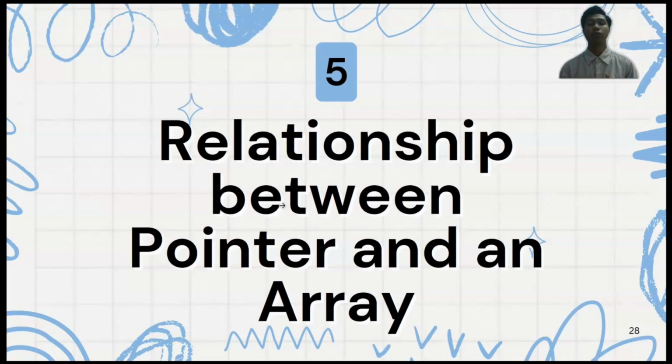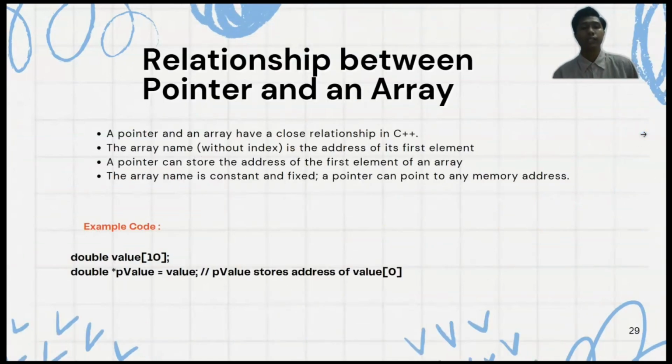Today, I want to talk about the relationship between pointer and array. What is the relationship between pointer and array? First, pointer and array have a very close relationship in C code. The array name without index is the address of its first element. The pointer can store the address of the first element in an array. The array name is constant and fixed. The pointer can point to any memory address.